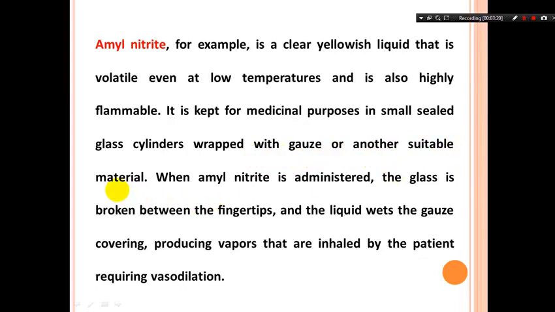يعني خلوها هذه المادة small cylinders ويغطون هذه السلندر بقطعة شاش حتى يمنعون تطاير هذه المادة. البيشنت من يجي ياخذها، طبعا هي تستخدم كفازو دايليتر، فقط يجي poke the glass between the fingertips والمادة راح يصير لها vaporization، وبالتالي يقدر البيشنت inhale the material after that.